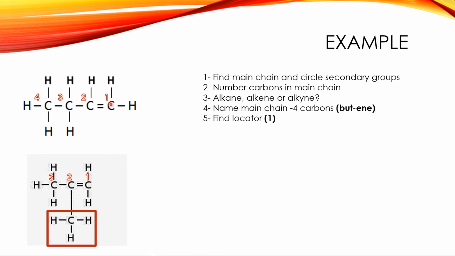The number carbon that it starts on is carbon number 1. So our locator in this case is number 1, and then you combine it together. So but-1-ene or 1-butene. So very, very simple. The only really added step is number 3, which is just working out if it is an alkane, alkene, or alkyne.